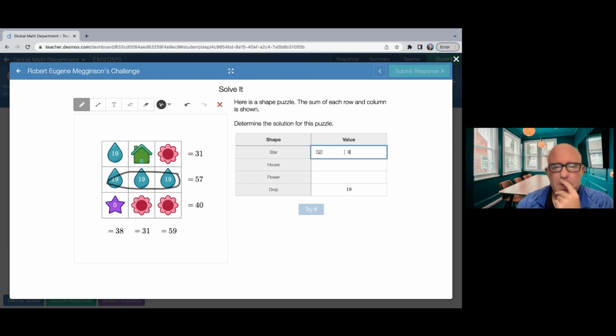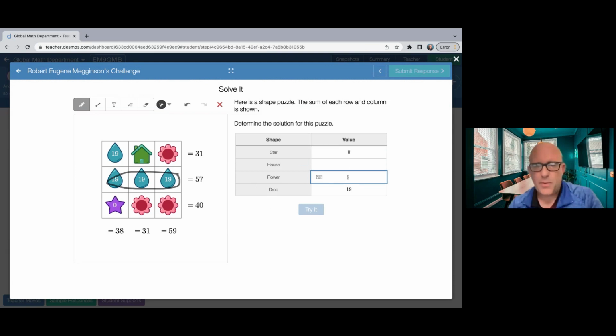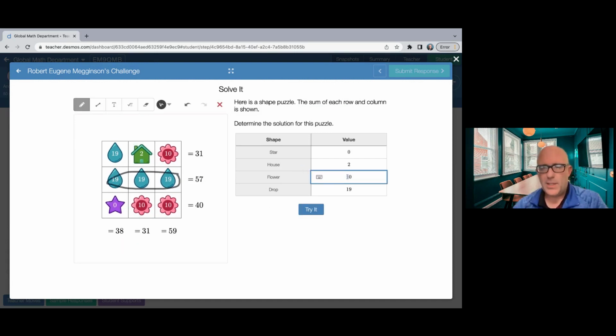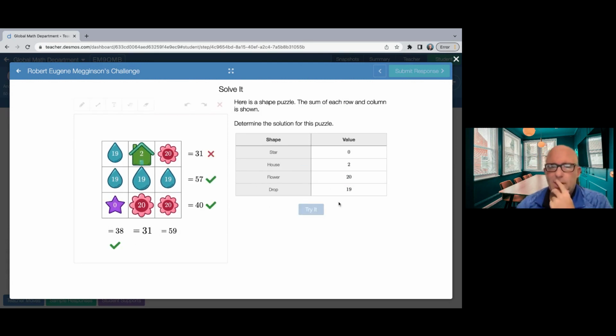Made a much better problem than I did. And so maybe 10 for the flower. And then what are we missing here? Maybe 2. And let's see if we got it. Where did I mess up? 20, not 40. Been a long day there. And that's going to adjust and change everything off.